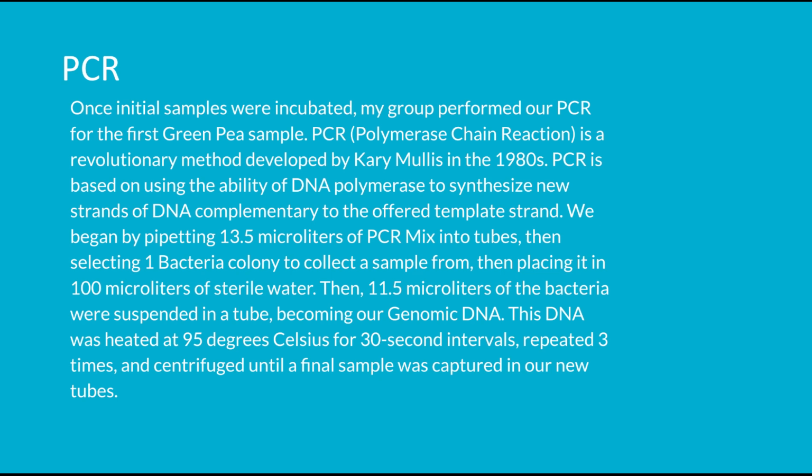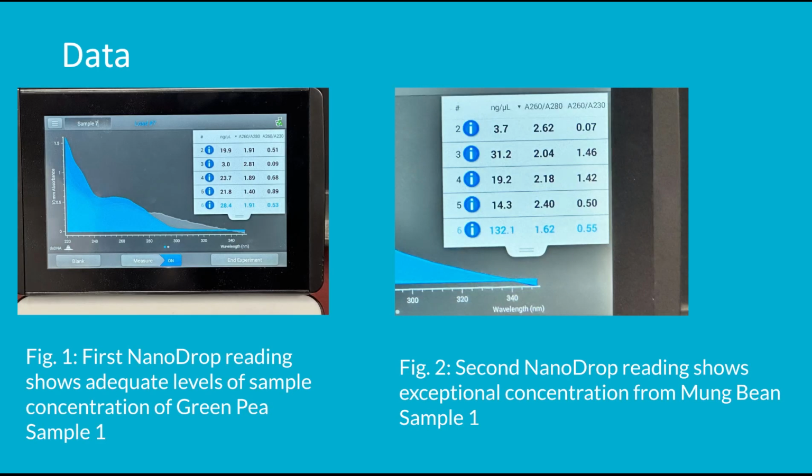Data. Figure 1. First nanodrop reading shows adequate levels of sample concentration of green pea sample 1, showing about 28 concentration. Figure 2 shows our second nanodrop reading, which has an exceptional concentration from our mung bean sample 1, showing about 132 concentration.